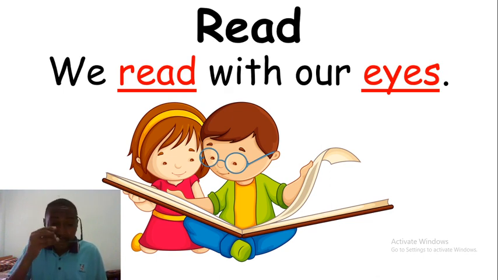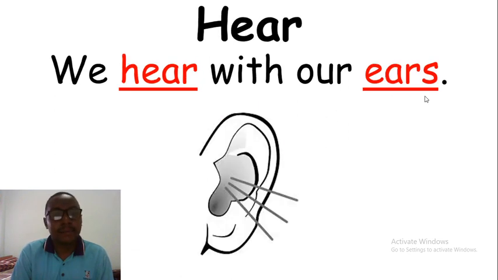So the boys here, the boy and girl, this is a boy and this is a girl. Now the boy and girl are reading a book. They are reading a book. And they are reading the book with their eyes.